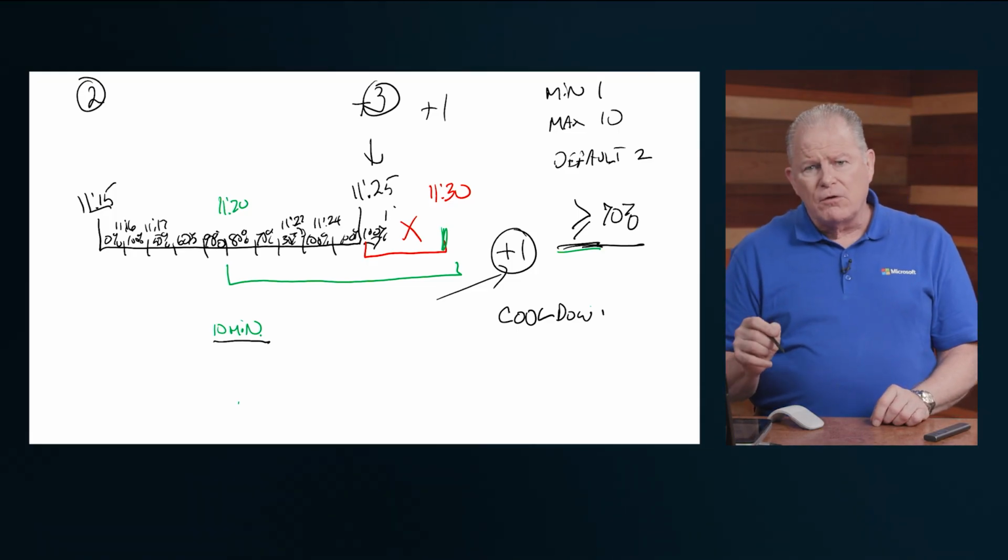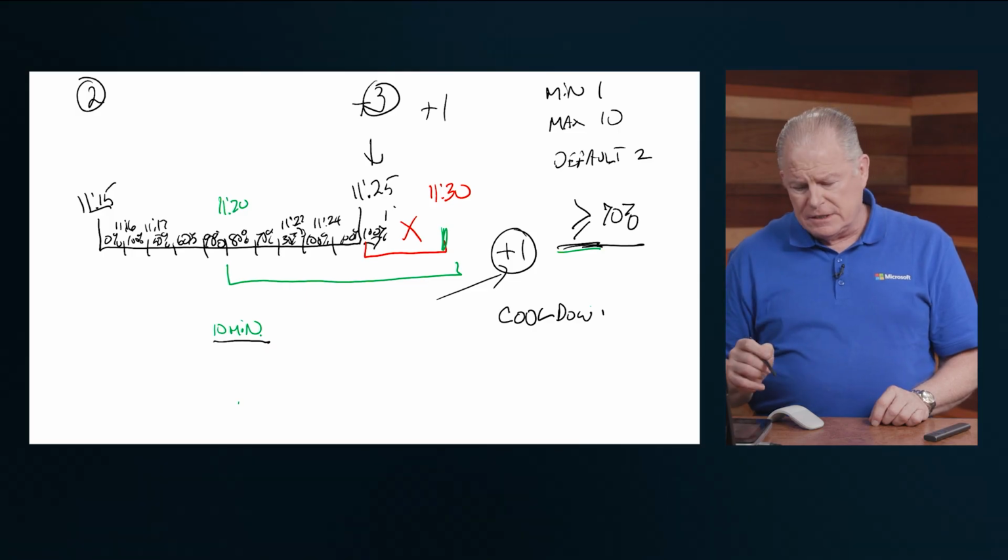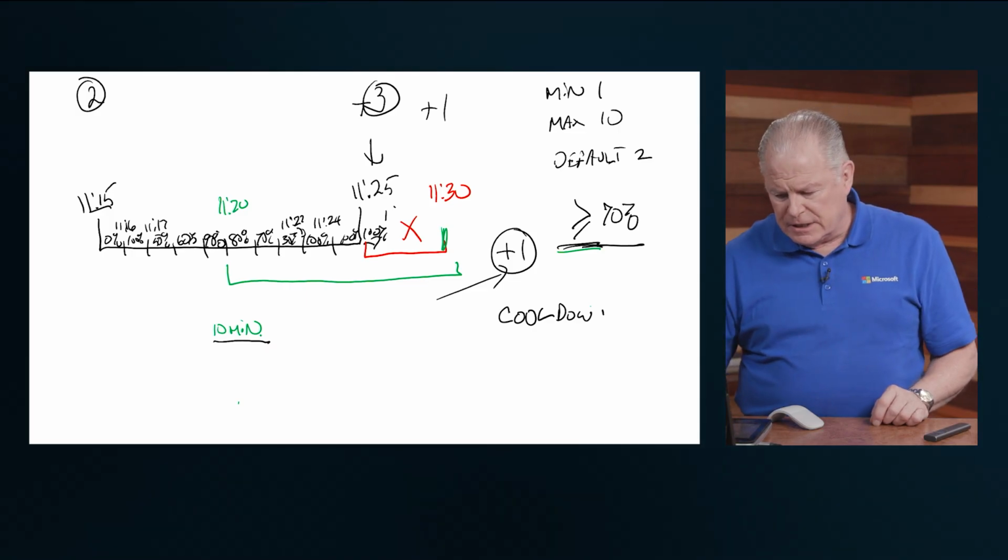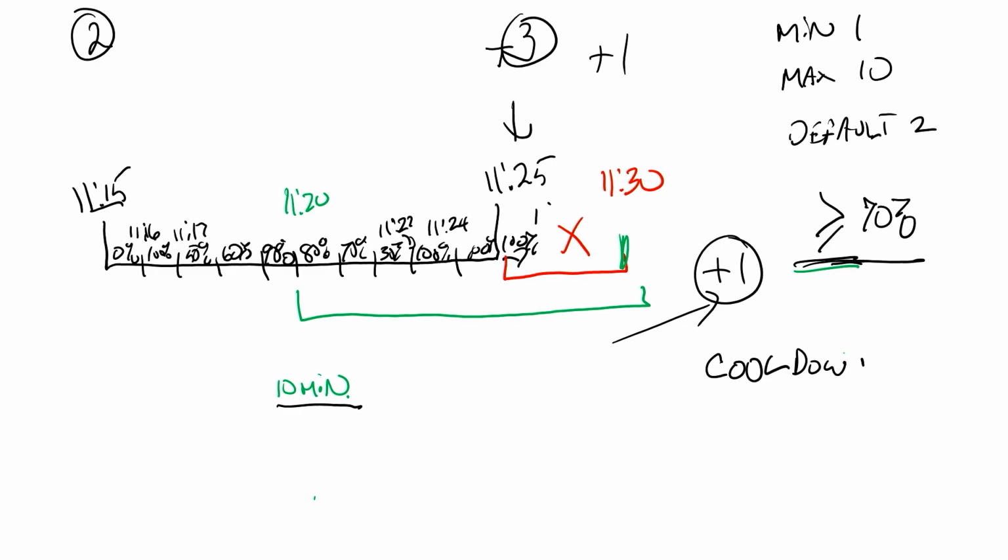But it's also going to stop a thing called a race condition. So I want to change this. I'm going to say at greater than or equal to 70%, instead of adding 1, I want to add 2. So now, in that original condition, I've got 2 as my default. At 11:25, I'm going to add 2, which is now going to give me 4.